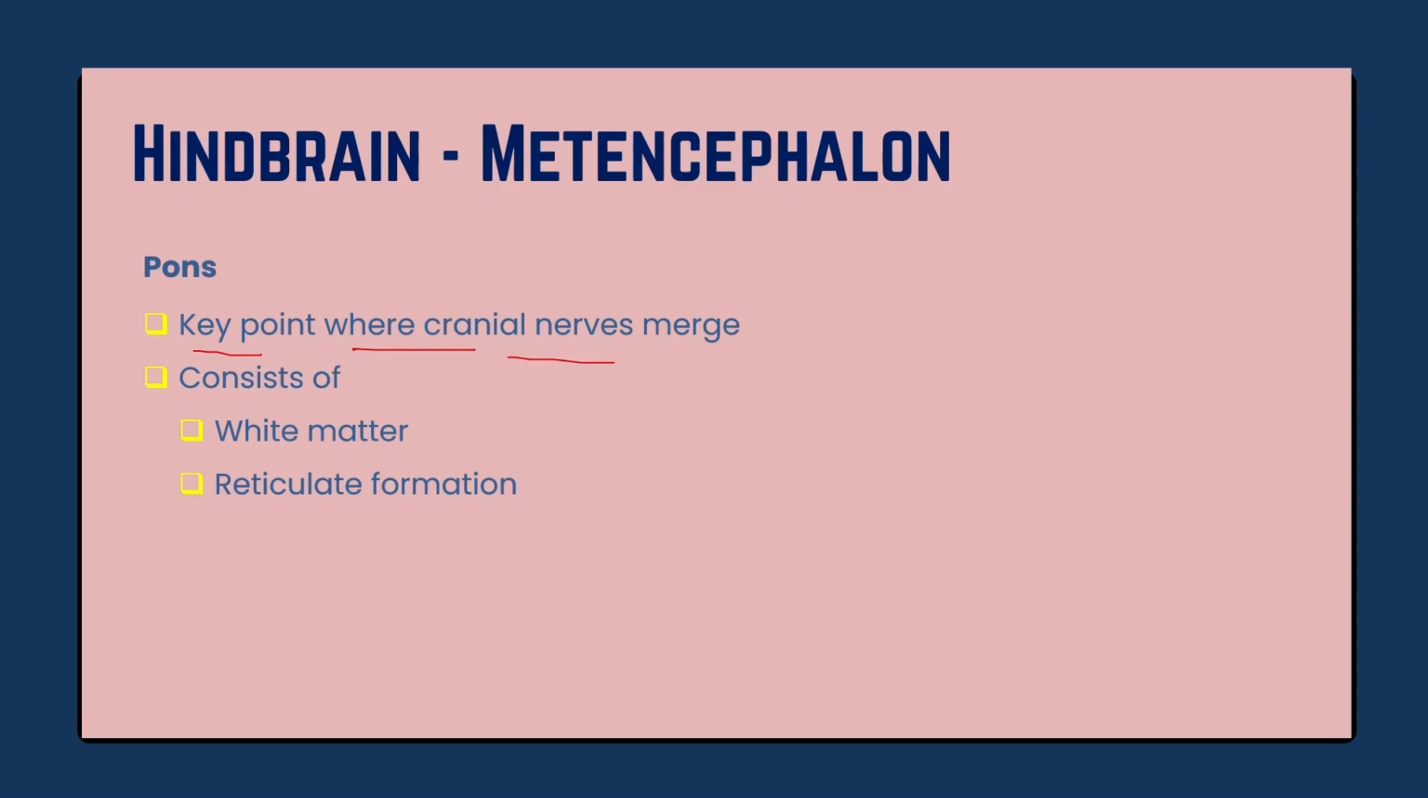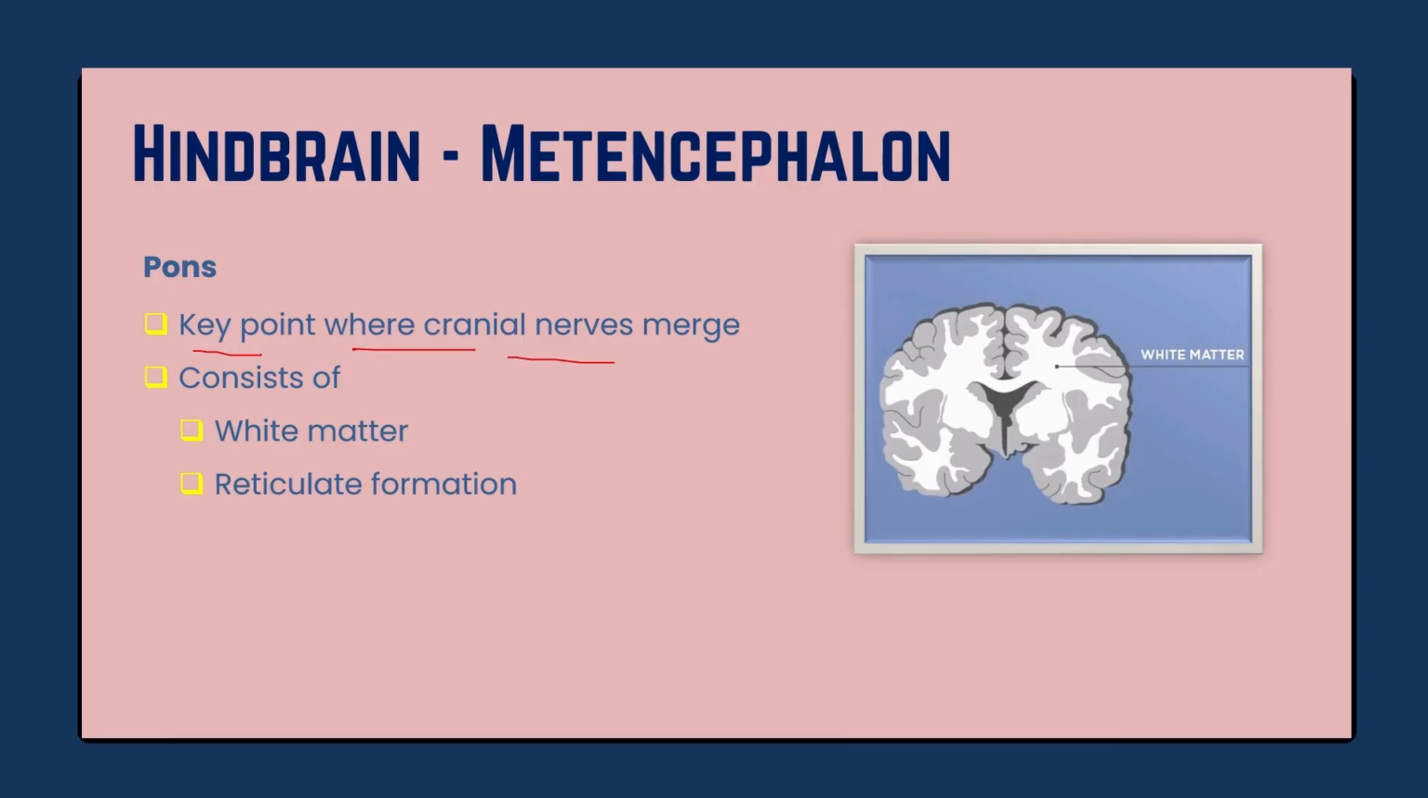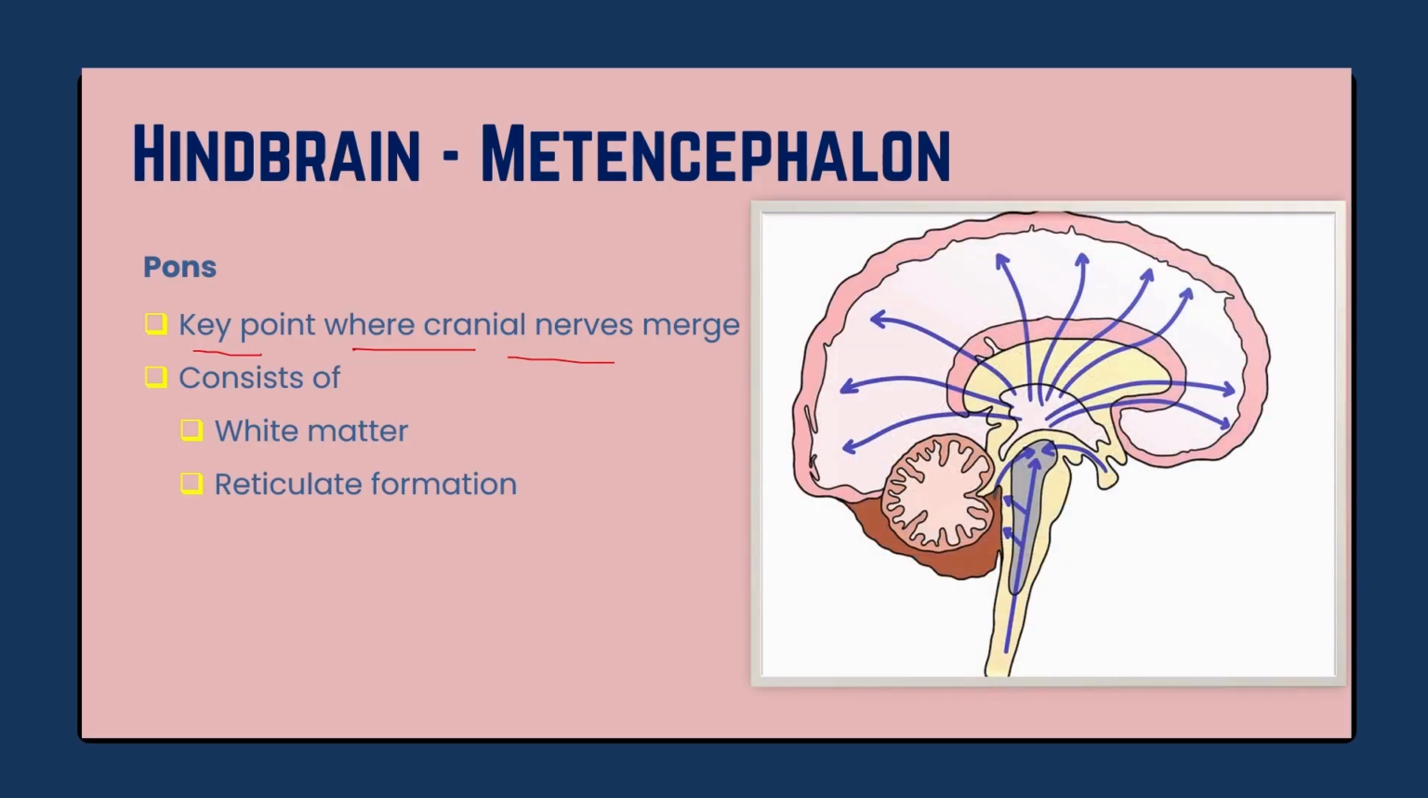Pons is made of white matter. Which part is the white matter? White matter is that part of the brain which is rich in myelinated axons. Myelin, or the fatty insulation layer, gives it a white appearance. Gray matter present in the cerebral cortex consists of cell bodies and nerve endings. Alright, so pons is also made of white matter and reticular formation.